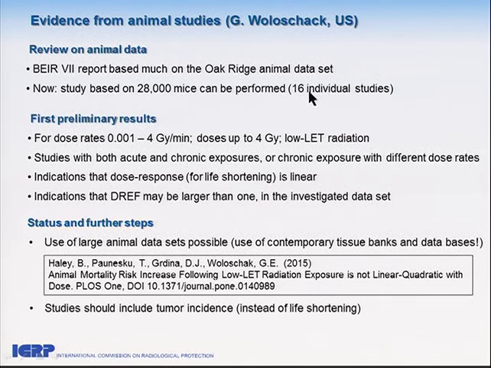And for the future, most of the studies so far were based on life shortening as an endpoint, but one could also look at other endpoints, such as tumor incidence, for example. One could also look at other species, not just mice, rats, dogs. There are a lot of data available. So in the 1960s, a lot of animal experiments were carried out.